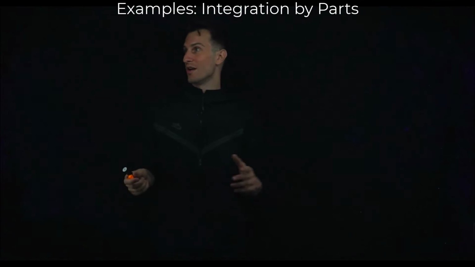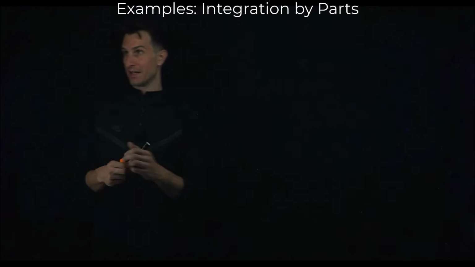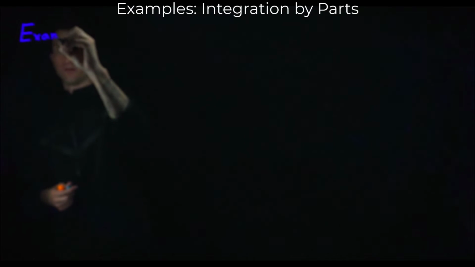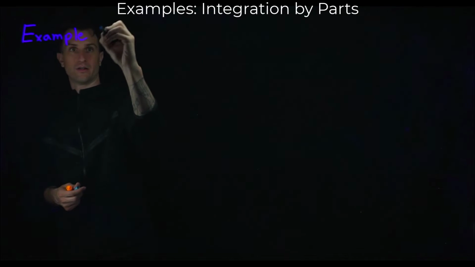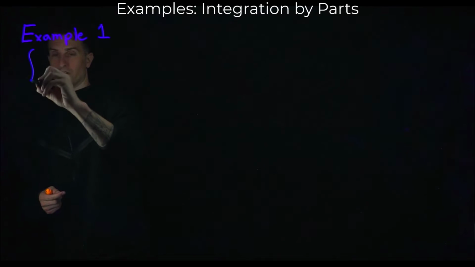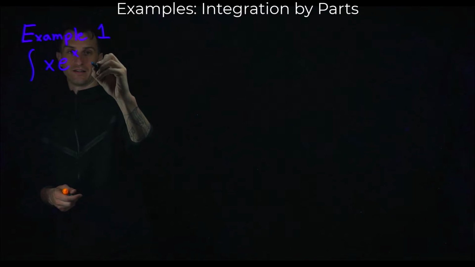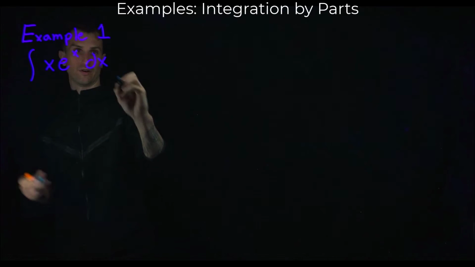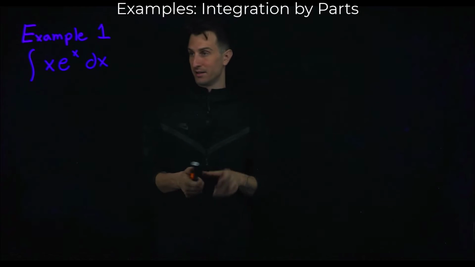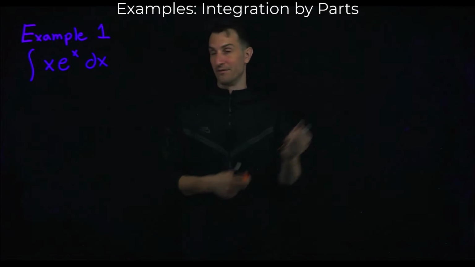All right, let's jump into a couple examples. We're going to do the one that I just had up. First, let's compare and contrast. Example number 1 is the integral of x e to the x dx. We'll keep that there for a second. Think about which one we want to set to u. I gave it away in the prior part if you skipped it.